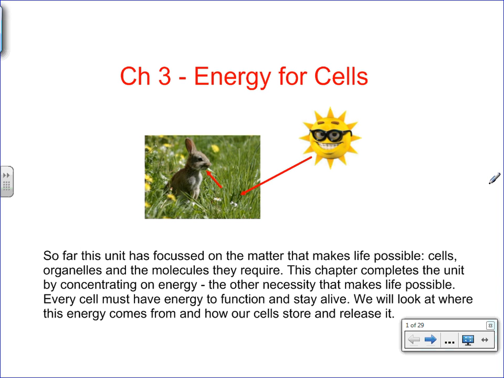So far this unit, we focused on matter that makes life possible. We looked at cells, their organelles, and the molecules they require. In Chapter 2, we looked at macromolecules, the cell membrane, and transport across the cell membrane. This chapter completes the unit by concentrating on energy, the other thing that makes life possible. Every cell must have it to function and stay alive. We're going to look at where the energy comes from and how our cells store and release it. So as the picture suggests, we all depend on energy from the sun in order to exist.